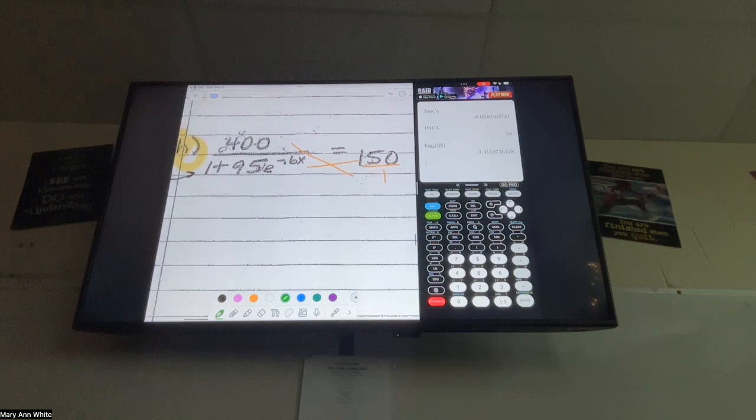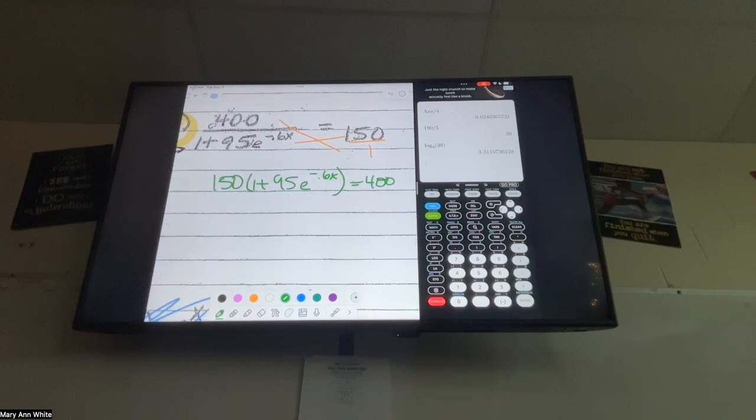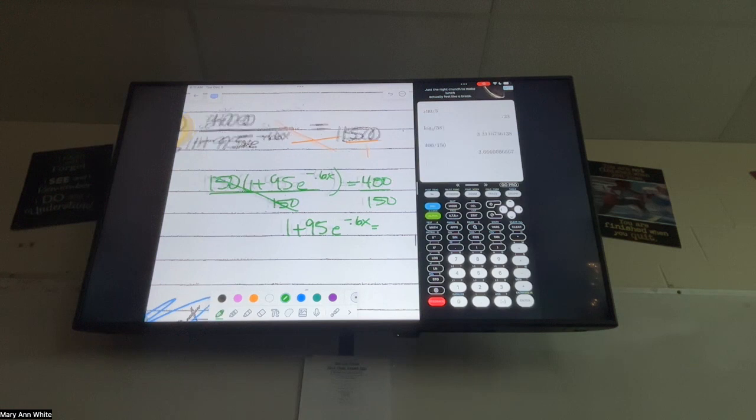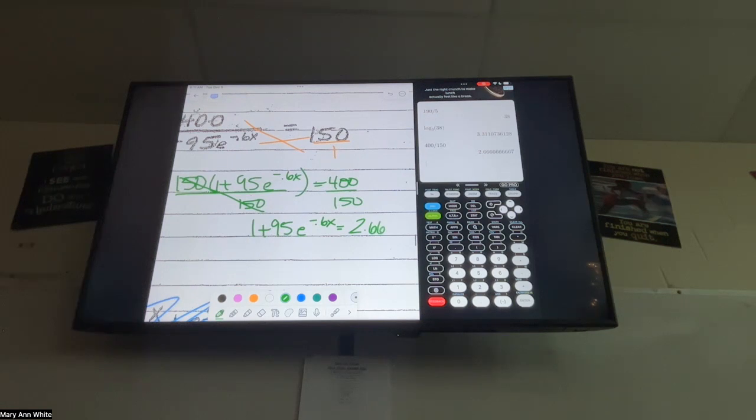I get 150 times (1 plus 95 e to the negative 0.6x) is going to be equal to 400. You could distribute that 150 in, but I think it's going to be easier to just divide it off right now. So I'm going to divide off that 150. 1 plus 95 e to the negative 0.6x equals 2.6667.